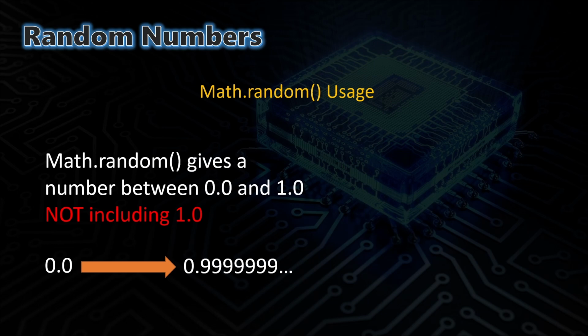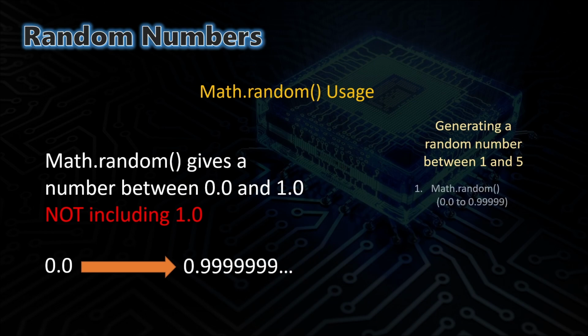So let's do an example. Let's say we want to generate a number between 1 and 5. We will get our Math.random. Okay, so we've got our raw number. Now we're going to take that number and multiply it by 5. That'll give us a number between 0.0 and 4.9999.